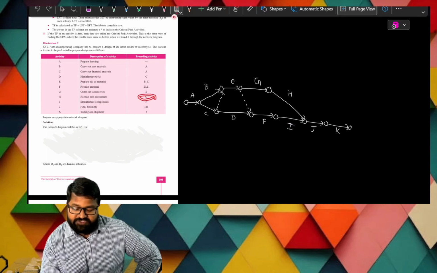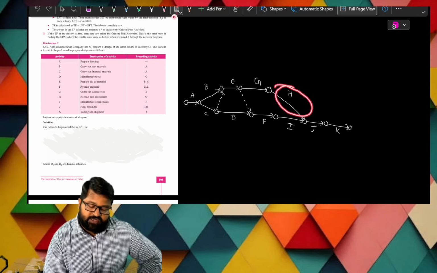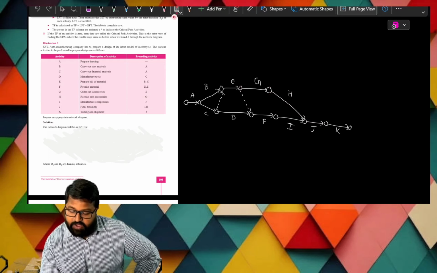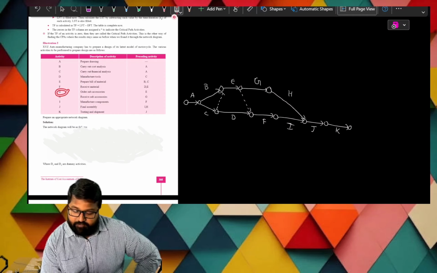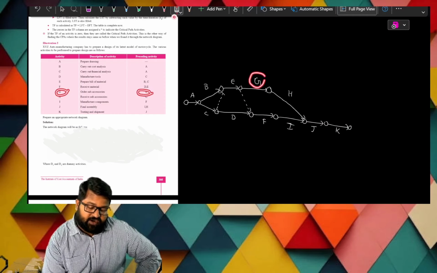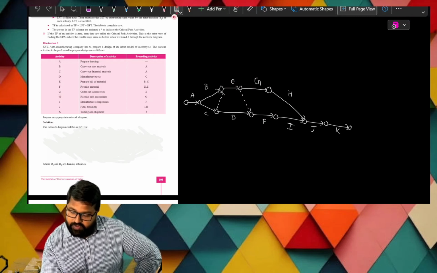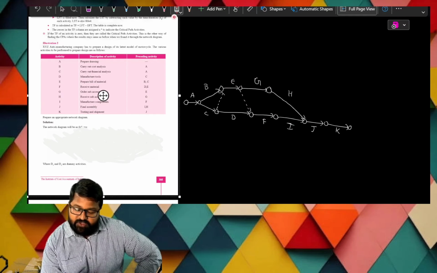Next, H begins from when? After the completion of G. So H is here. It started after the completion of G. Okay. Next, G starts after the completion of E. Okay. Next, F starts after the completion of D.